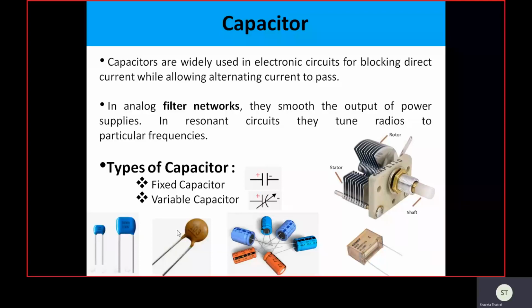And here we can see the different types of capacitor. This is the mica capacitor, then this is a ceramic capacitor, this is the electrolytic capacitor, then here we have the paper capacitor, and an air gang capacitor can also be there. This is the variable capacitor we can see here. So what are the units of capacitance? That is the farad, and microfarads for small values of capacitance.